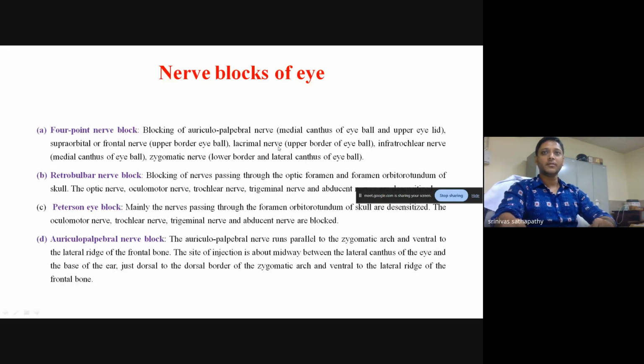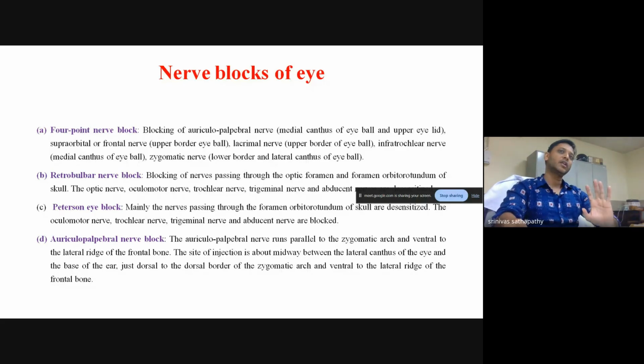So both the lacrimal nerve and the frontal nerve are branches of the trigeminal. If you are injecting at the medial canthus of the eye, another point, then you are blocking the infratrochlear nerve, which is a branch of, again, the trigeminal nerve. Then if you are injecting the anesthetic solution at the lower border and lateral canthus of the eye, the third point, that is the zygomatic nerve, which is also a branch of the trigeminal.